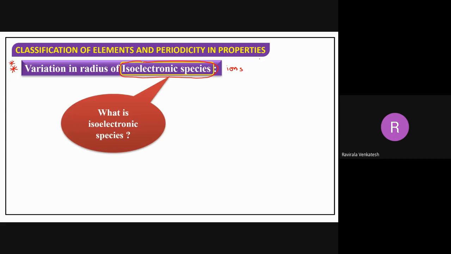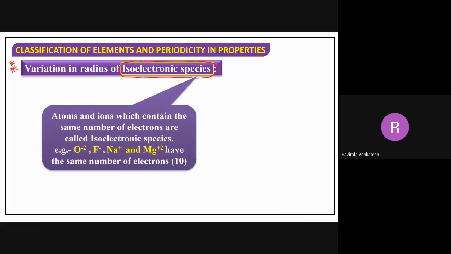So in that case, what happened? No difference. Now, iso means what? Generally, the meaning of iso is what? Same. The number of electrons is the same. So whenever species, ions, are having the same number of electrons, they come under what actually? Isoelectronic species. So what is the meaning of isoelectronic? Ions which are having the same number of electrons are called isoelectronic species.